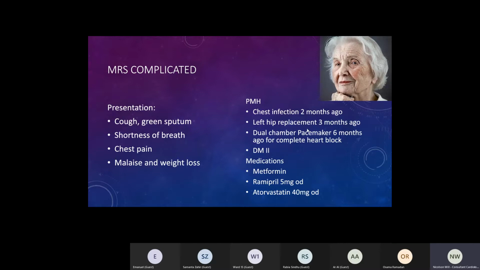She's had a left hip replacement 3 months ago, and she was feeling pretty rubbish for a while and blacking out, which led to the diagnosis of complete heart block, and she had the pacemaker put in 6 months ago. And in the background, she's a type 2 diabetic. She's not on many medications: metformin, ramipril, and atorvastatin.